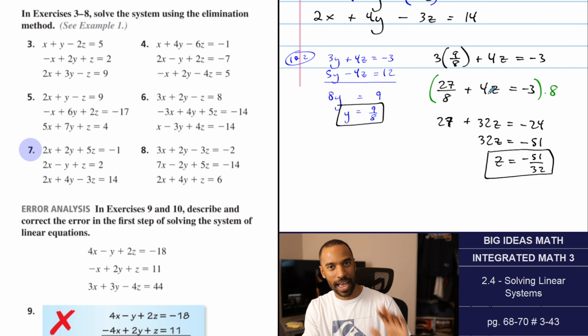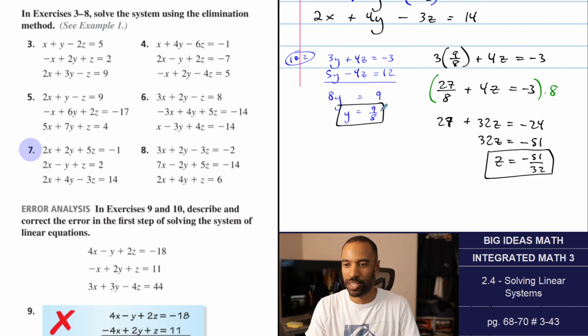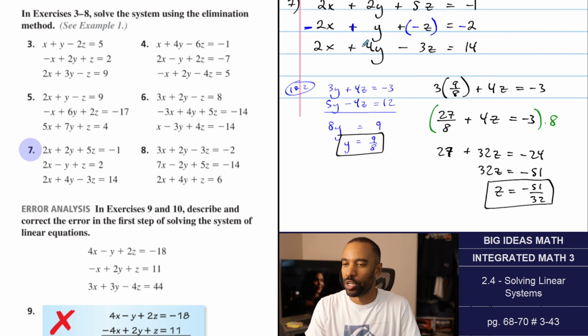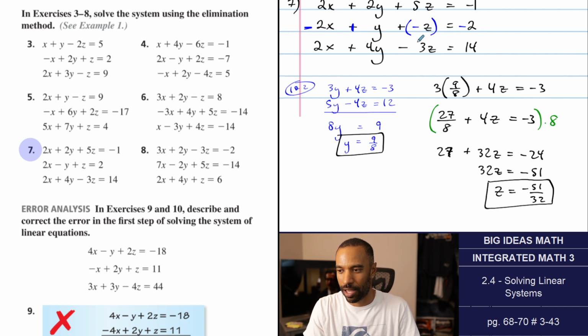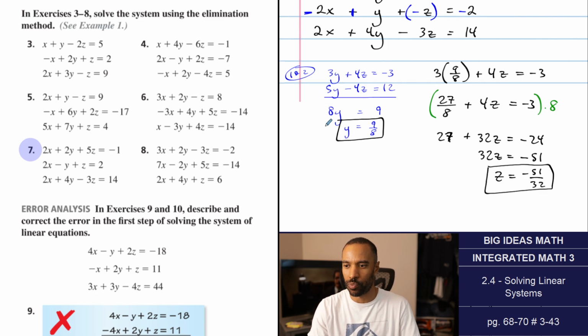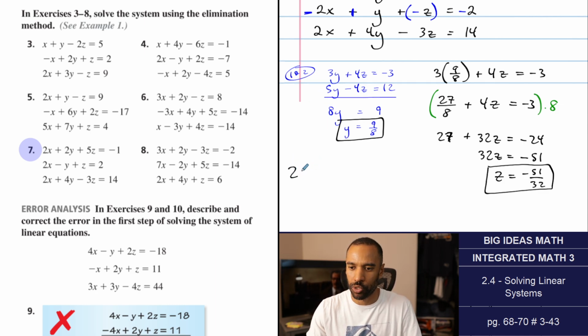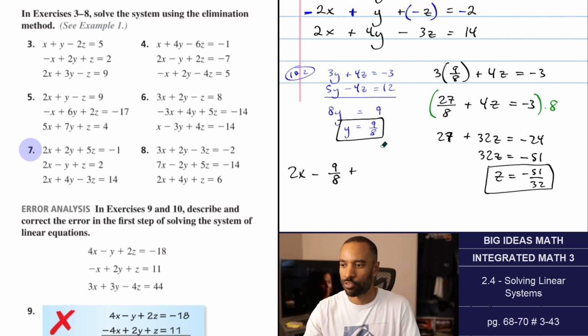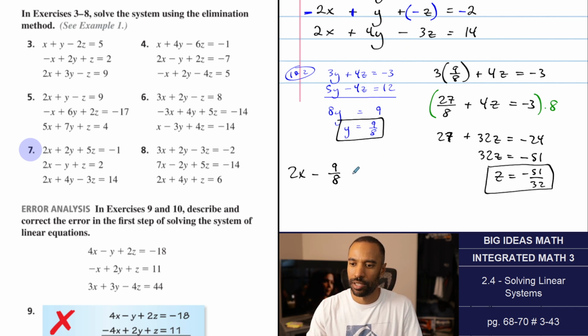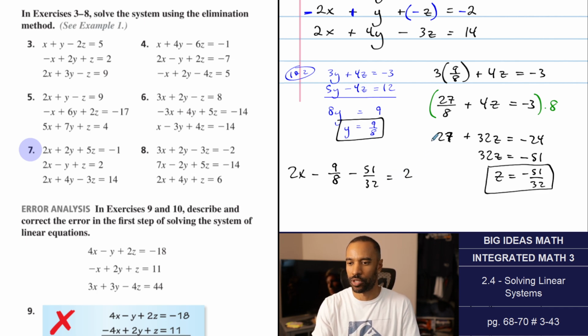So now I've got to solve for x by plugging these into one of these equations up here. Which one is x best off with? Can any of these reduce the z's? How about where y and z are as small as possible? Remember what the original equation was? So 2x, positive 2x, minus y, 9/8, plus z, so minus 51 over 32, equals a positive 2. That was the original equation.